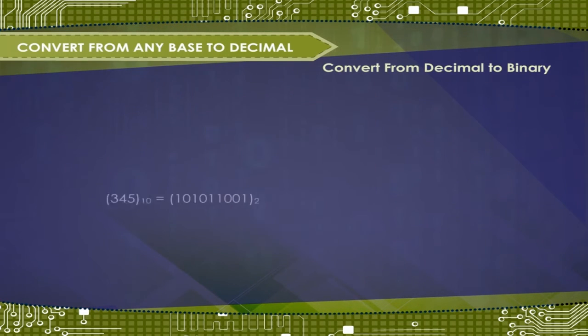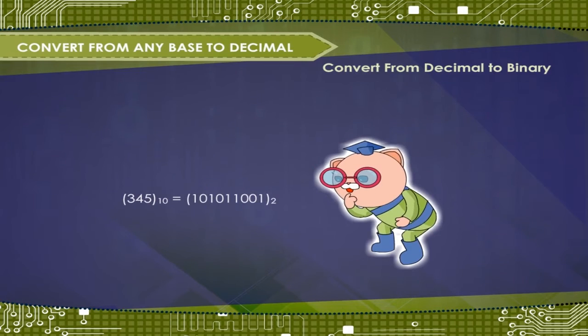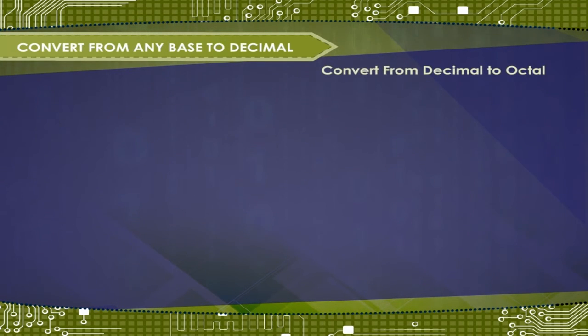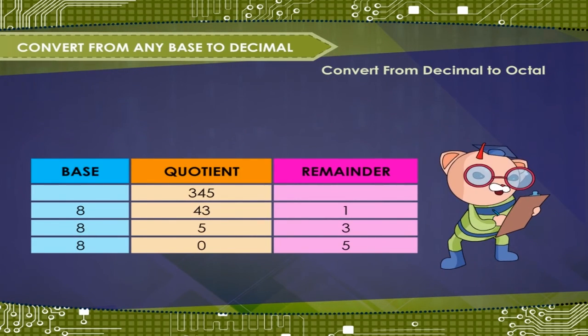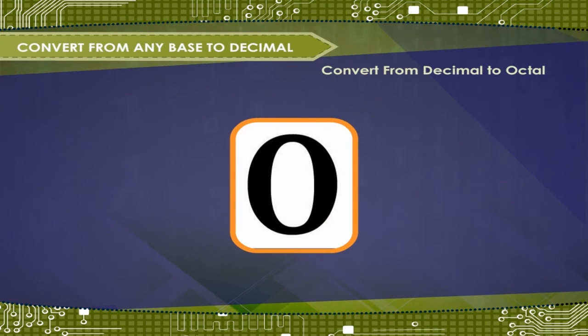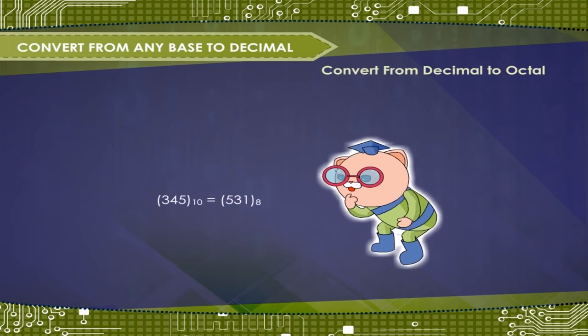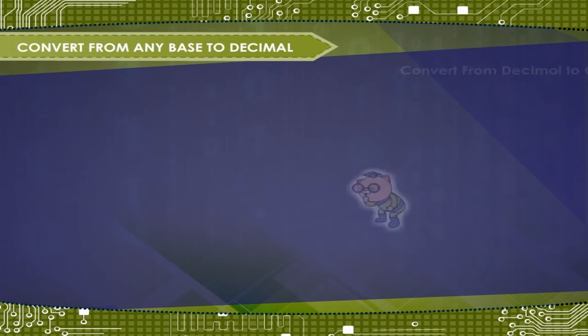So the answer is 345 base 10 is equal to 101011001 base 2. Convert from decimal to octal. Now express the same decimal number 345 in octal notation. Stop when the quotient is 0. Write the remainders in reverse order, as shown before representing the decimal notation. So the answer is 345 base 10 is equal to 531 base 8.